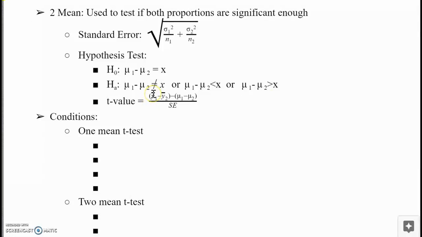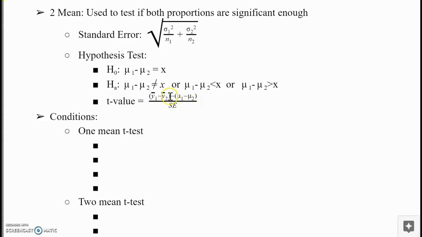P-value is now your y bar 1 minus y bar 2 minus mu1 minus mu2. Generally, this mu1 minus mu2 part equals 0, because you're assuming the null hypothesis to be true. So if this x value is equal to 0, you could do that. Your t value would now read like this.